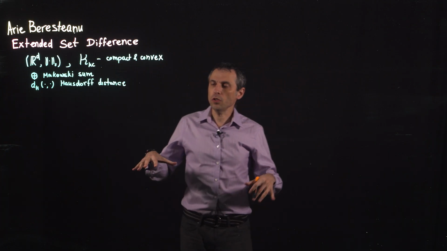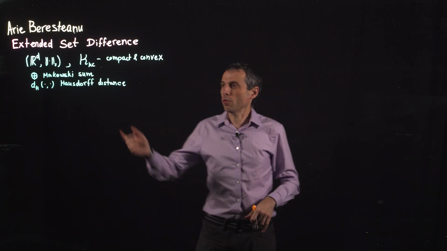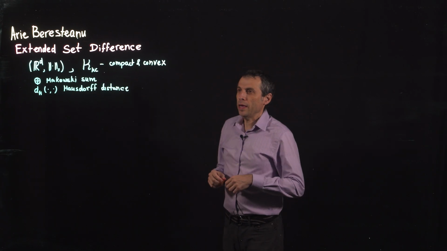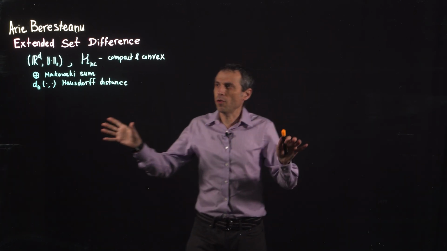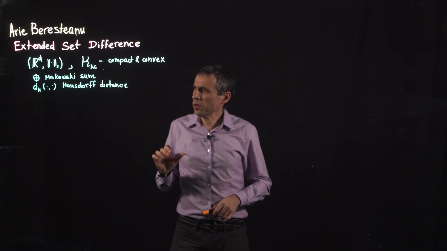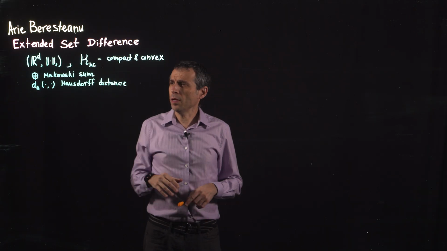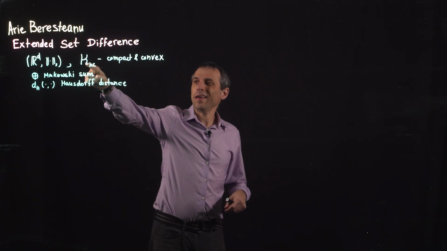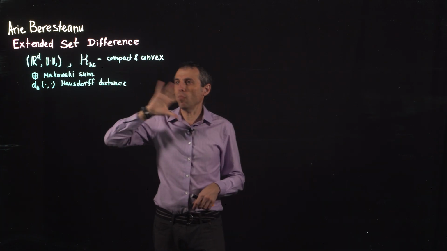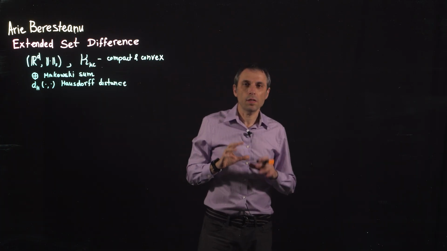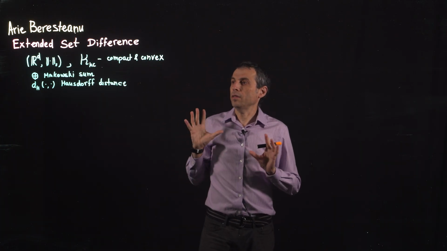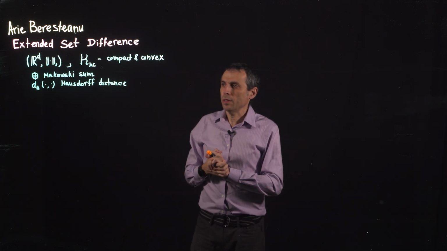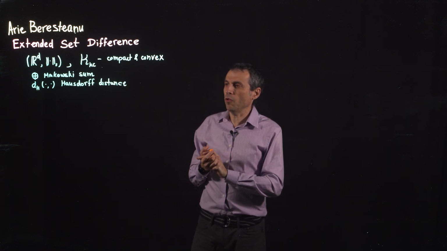It's a continuation of videos that I did before on the Minkowski sum and the Hausdorff distance. As before, we start from the vector space Rd with the Euclidean distance, and this script K is the set of all compact and convex subsets in Rd. That's our starting point, and we reviewed these concepts before.